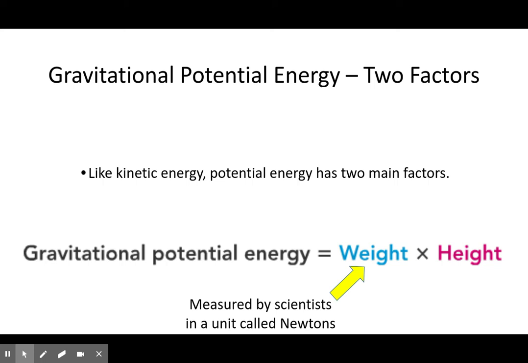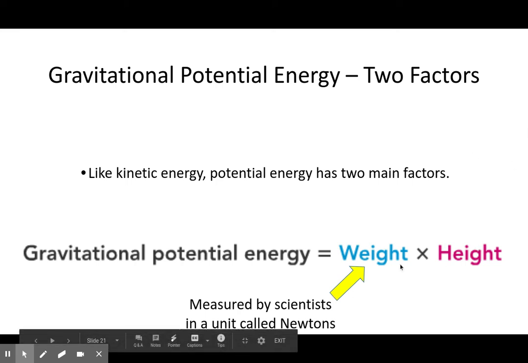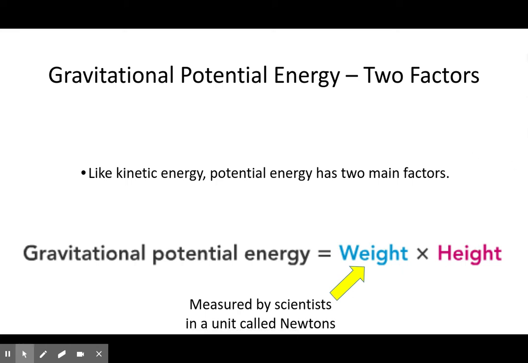That has two factors. We can see them right here on the screen. They are weight and height. Weight is going to be measured in a unit called newtons for us, so we're going to look for the newtons number when we're trying to identify which number is weight. And then height should be in meters.